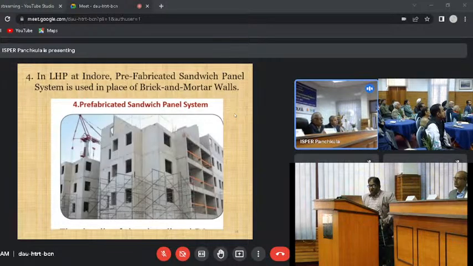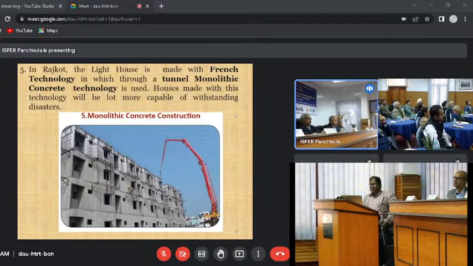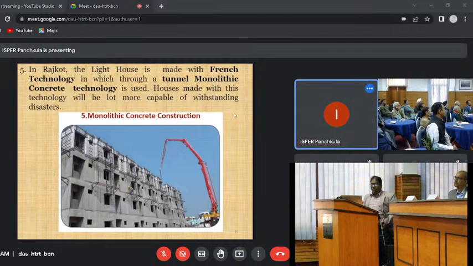In the lighthouse project in Indore, a prefabricated sandwich panel system is used in place of brick and mortar walls. This construction is already going on and will be completed very soon. Then in Rajkot, the lighthouse is made with French technology, in which tunnel monolithic concrete technology is used, and a house made with it is more capable of withstanding disasters. Again, construction is going on.